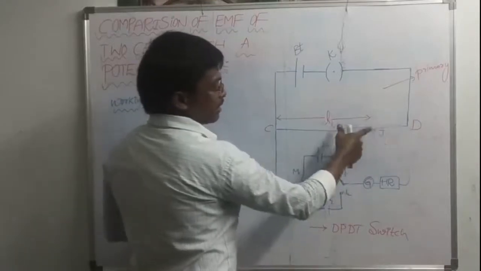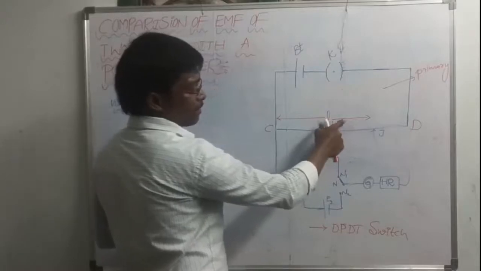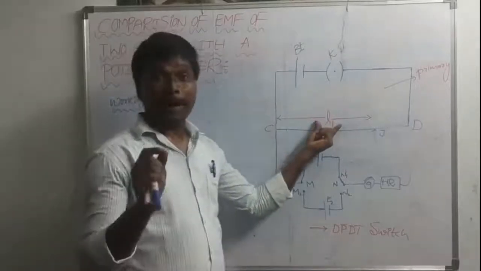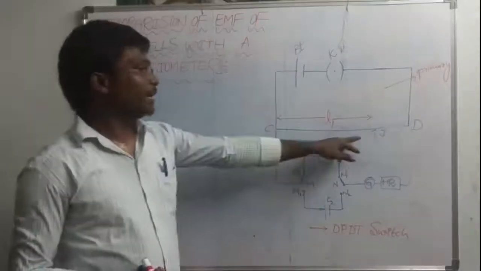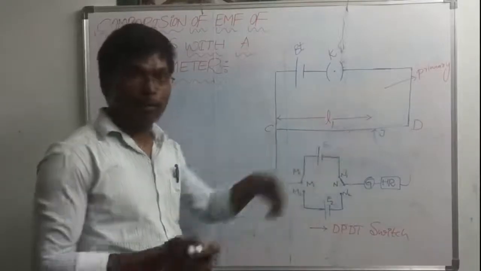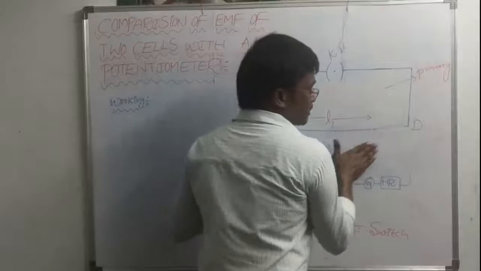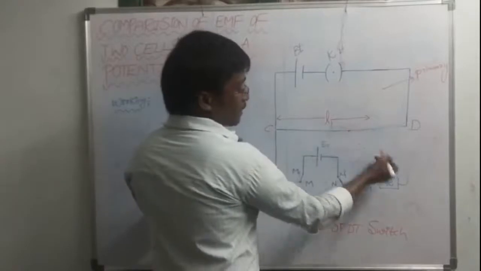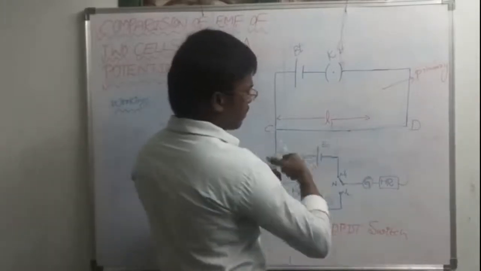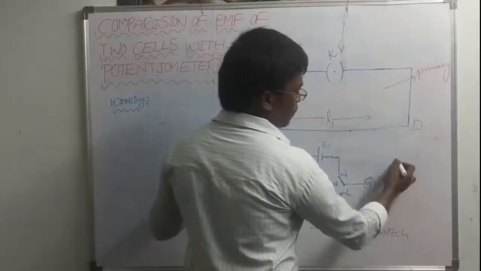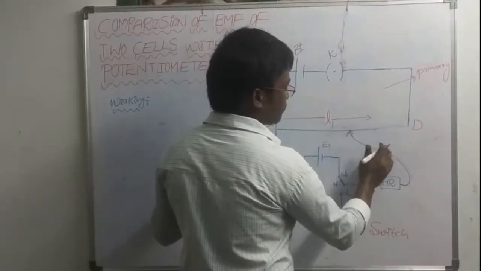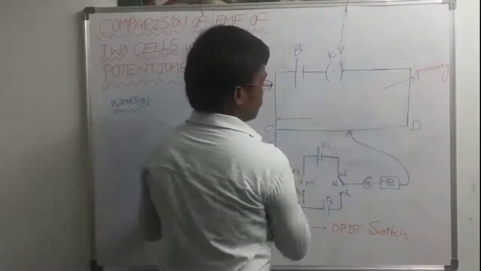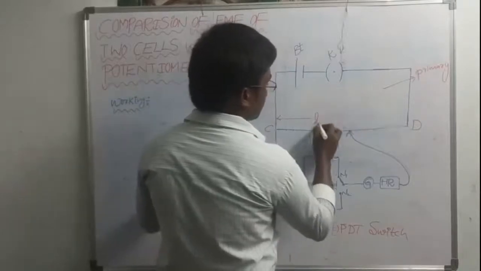I will mark the length from this end to here. So this L1 is the balancing length. You may doubt, master, why I am taking the balancing length here itself? If you want to take it elsewhere, take it, no problem. The jockey is moving like this and like this. At this point, the galvanometer shows zero deflection, which means this is the balancing length. This is L1.